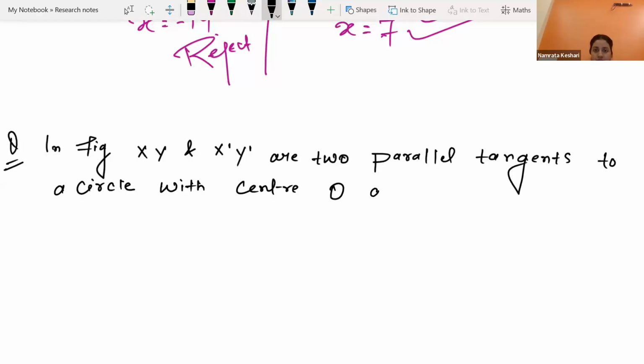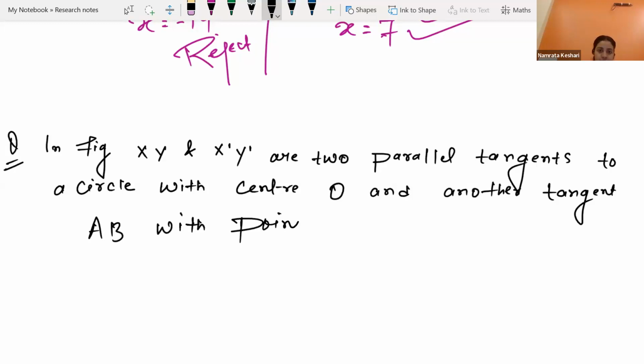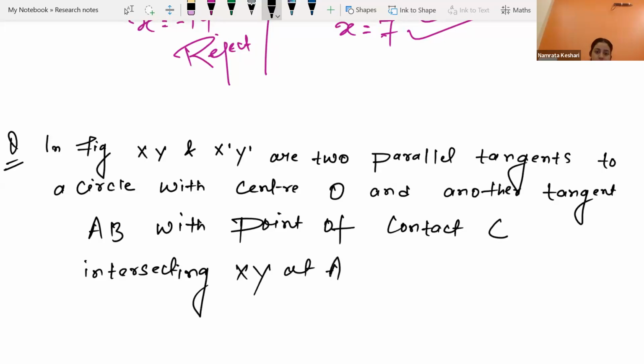And another tangent AB with point of contact C, intersecting xy at A and x dash y dash at B. Prove that angle AOB is 90 degree.